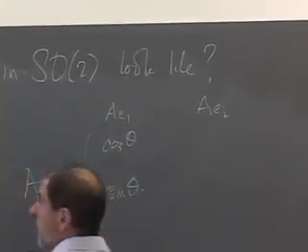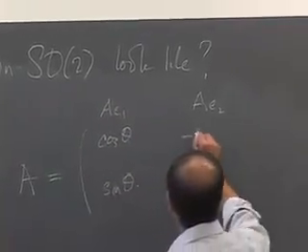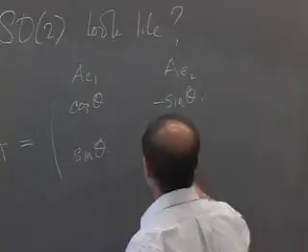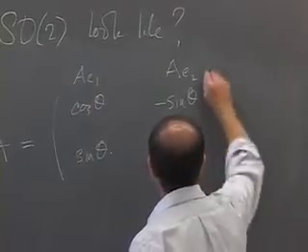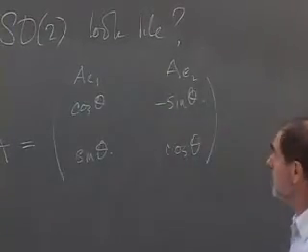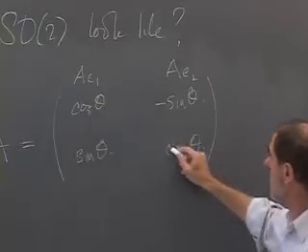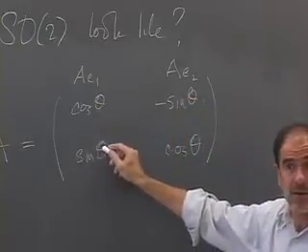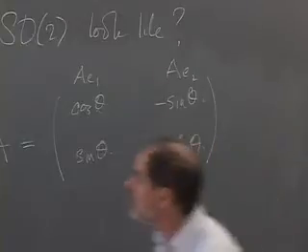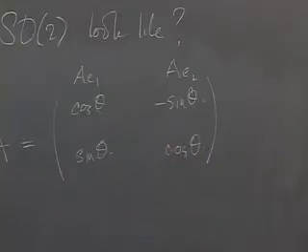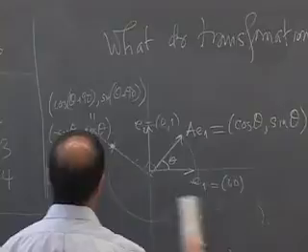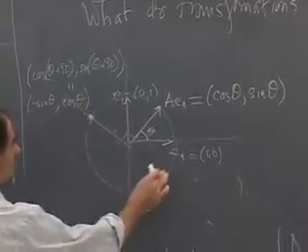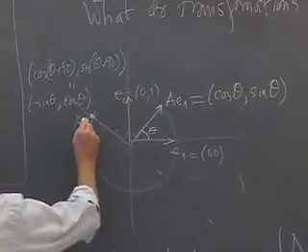So let's try the first one, that one over there. I get minus sine of theta, cosine theta. And miraculously, that has determinant 1, because the determinant is cosine squared plus sine squared. So that has to be A of E2. We can forget about this one. That one gives determinant minus 1. This one is A of E2.